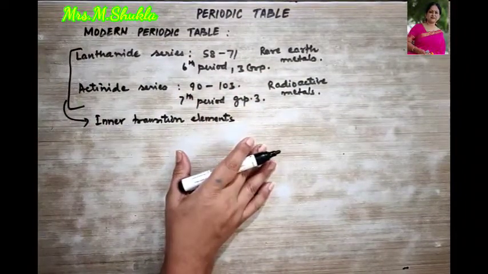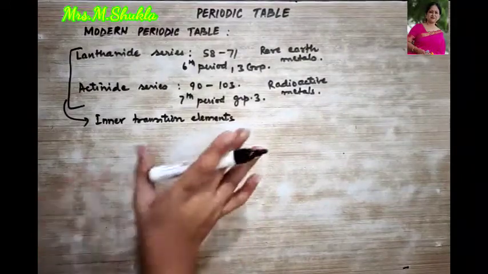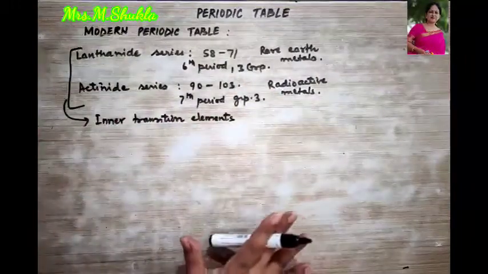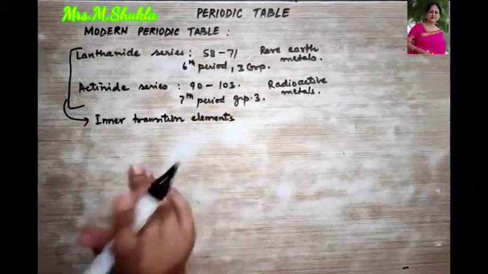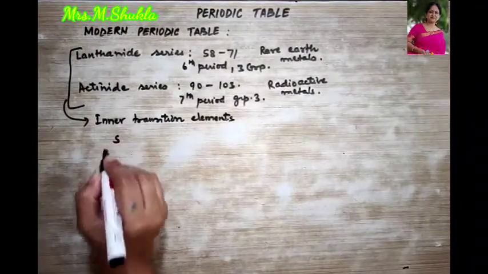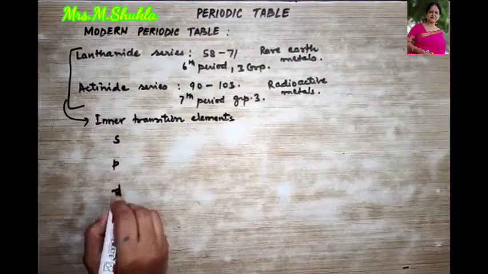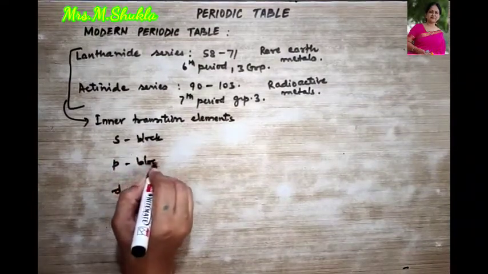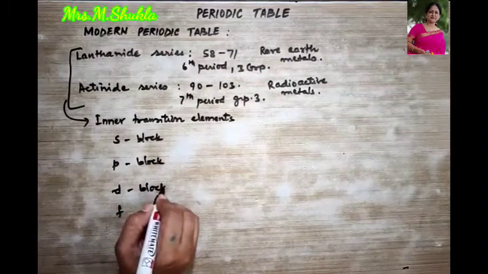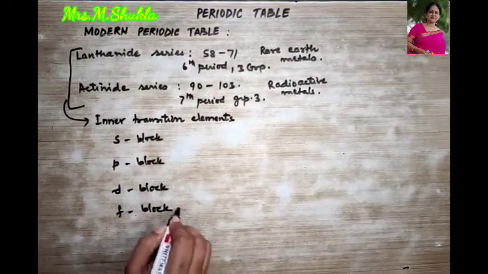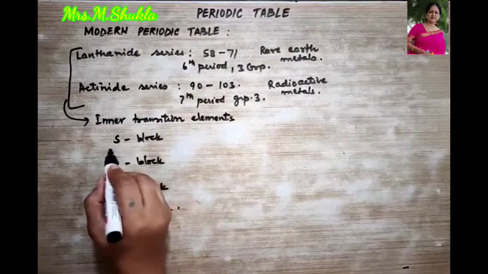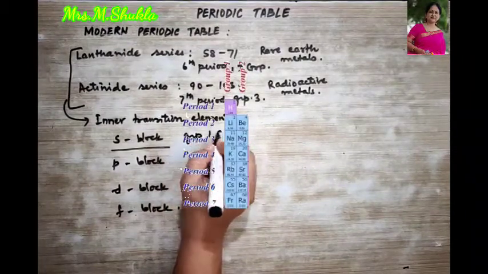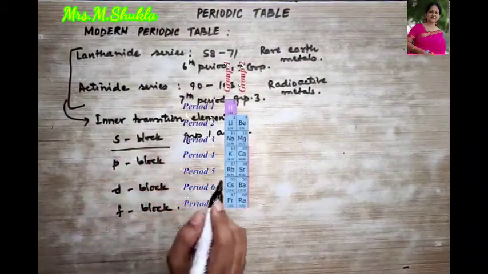Now let us talk about, on the basis of the electronic configuration of the elements, this complete periodic table is divided into 4 blocks. What are those 4 blocks? They are S block, P block, D block and F block elements. Now look at the S block elements. Over here, group 1 and 2 are your S block elements.